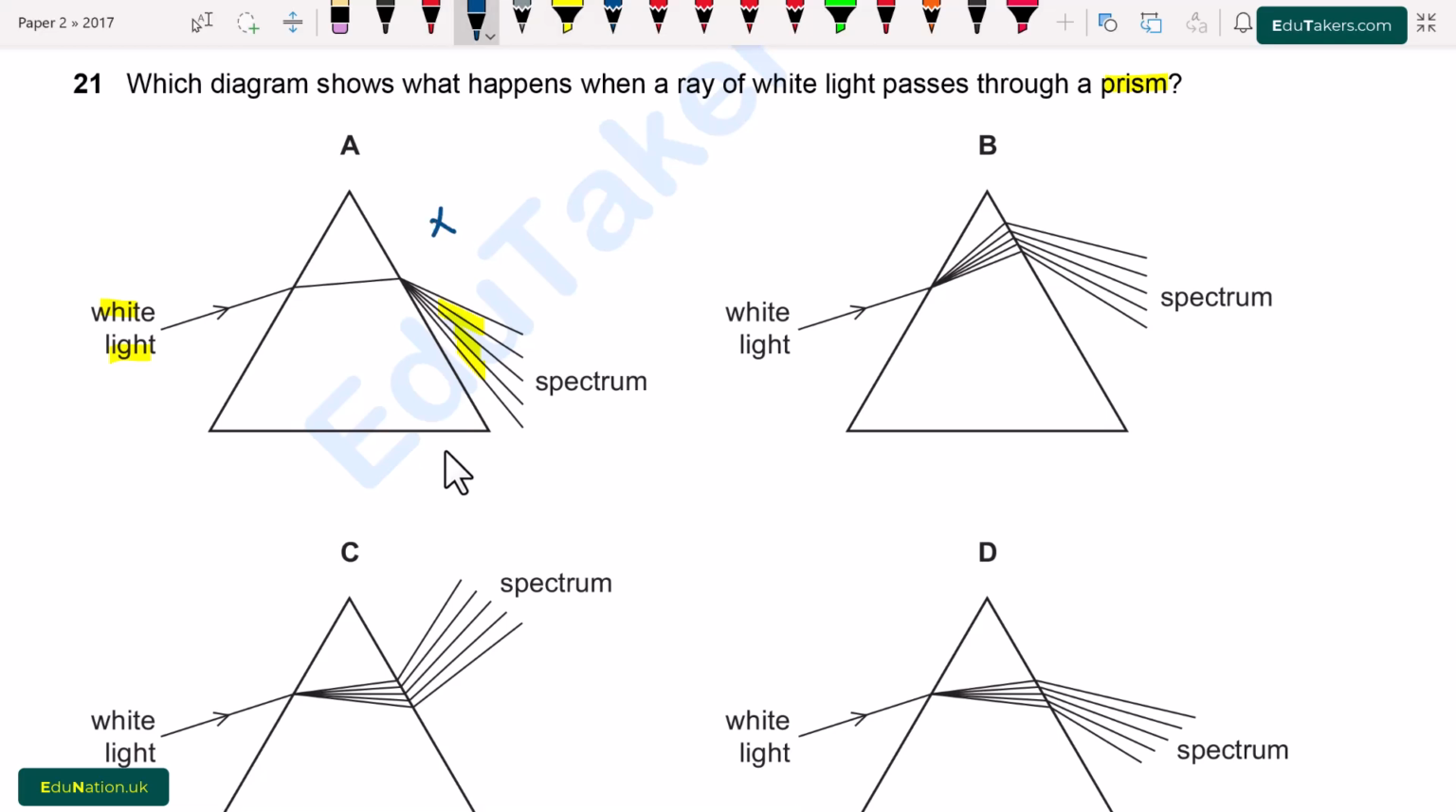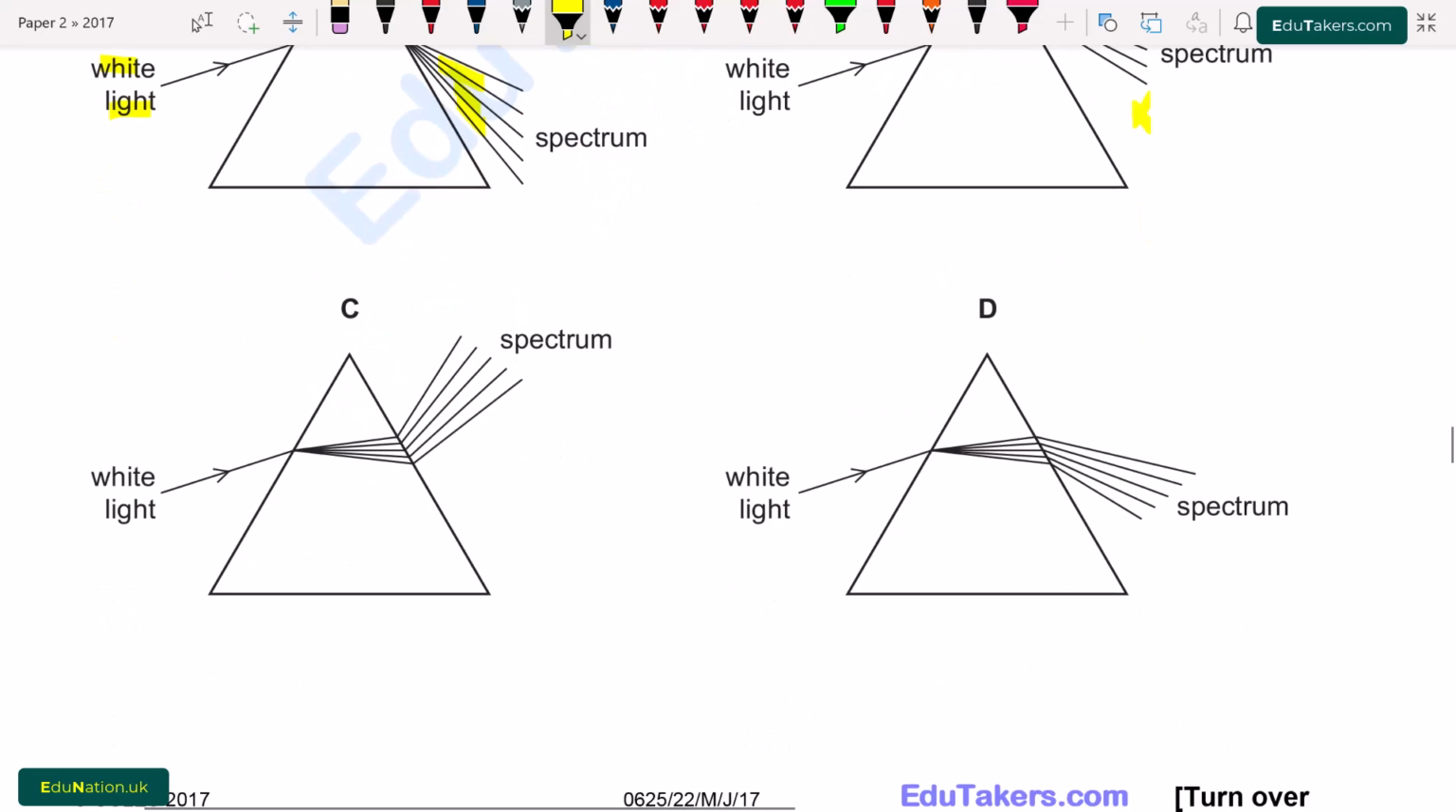In option B, we can see inside the prism there is the dispersion of white light. But when it comes out of the prism, there is also a spectrum. But this should be parallel to the incident white light. So this is also incorrect. Option C is also incorrect. And option D is correct because inside the prism there is the dispersion, and when it comes out of the prism it forms a spectrum, and these lines are parallel to the white light. So option D is correct.